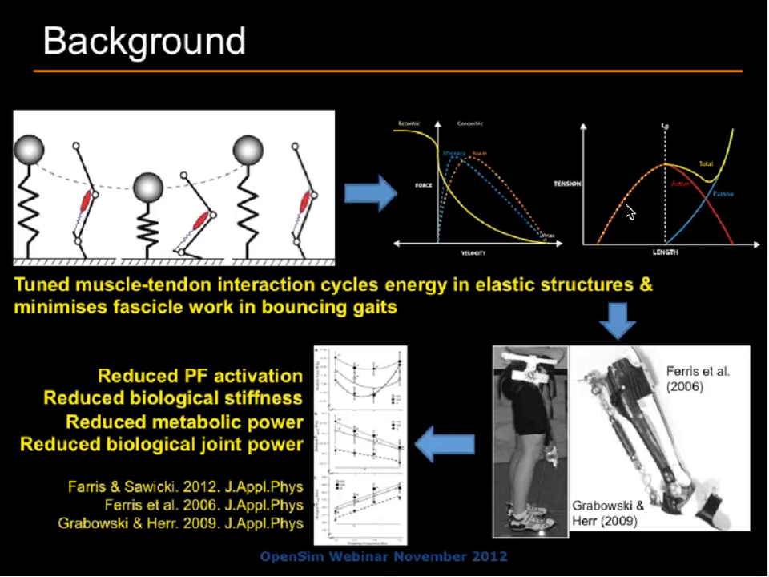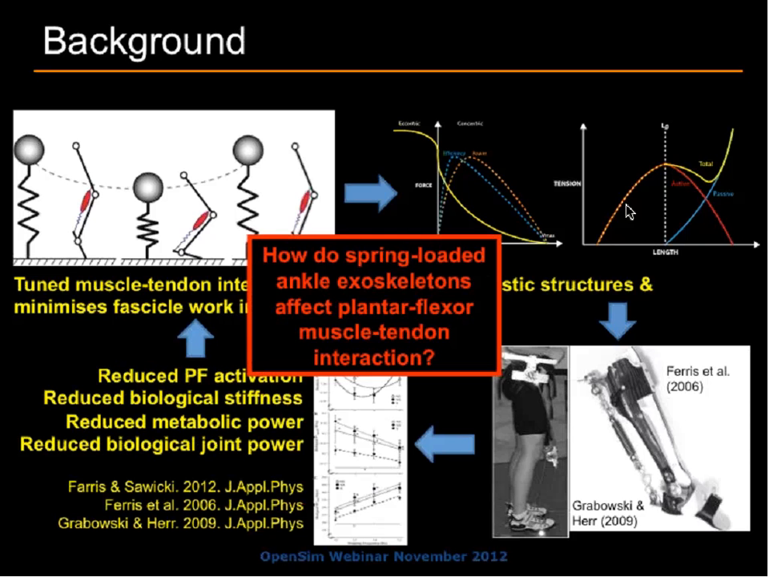But the difficult thing is here, we already had a system that was operating really well, and now we've started to change some of the factors like activation and force production by the muscles. So we wanted to ask, how does that feed back into that original muscle-tendon interaction? How do these ankle exoskeletons in particular affect plantarflexor muscle-tendon interaction?